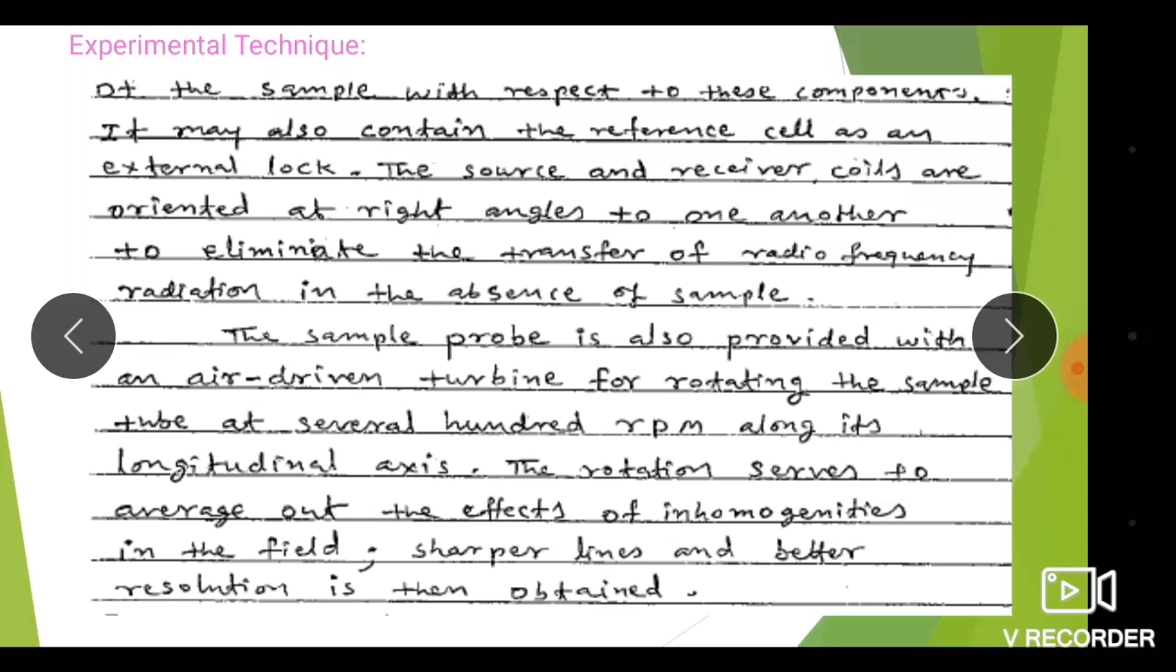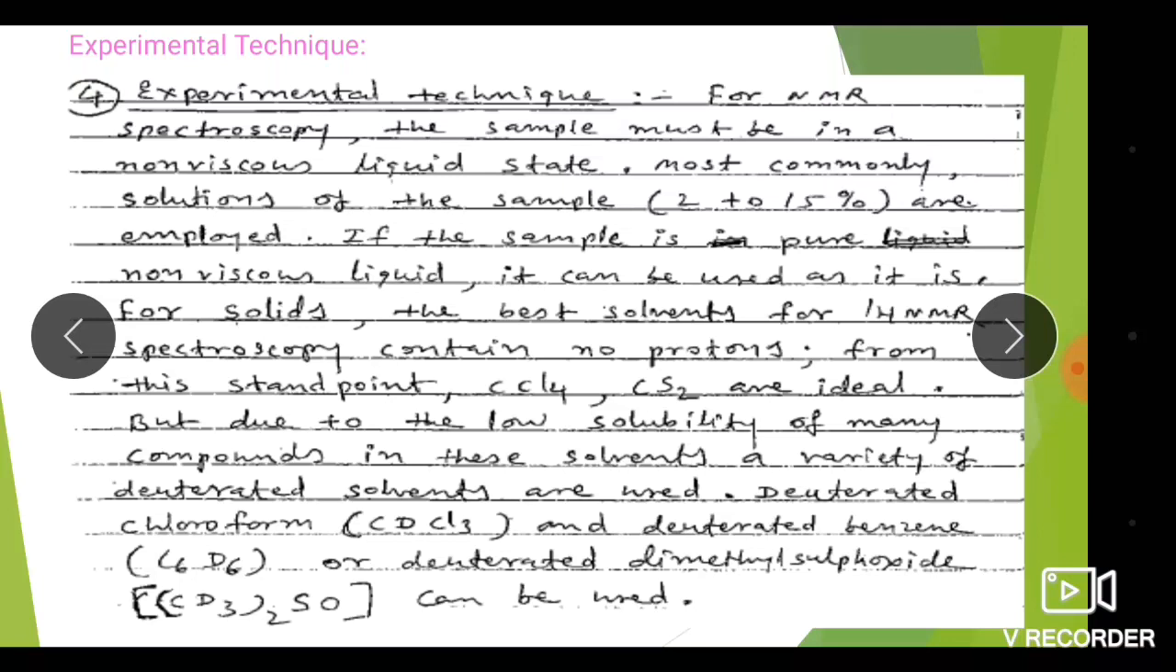The sample probe is also provided with an air driven turbine for rotating the sample tube at several hundred rpm, that is revolutions per minute, along its longitudinal axis. The rotation serves to average out the effects of inhomogeneities in the field. So sharper lines and better resolution are obtained. So this is about the instrumentation.